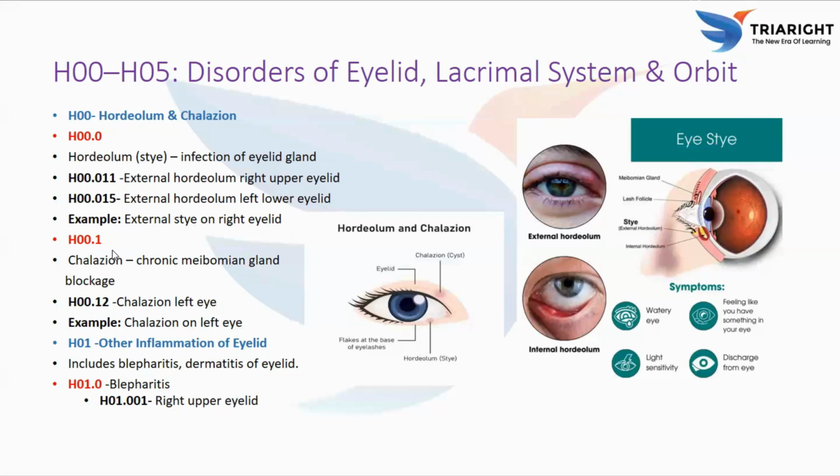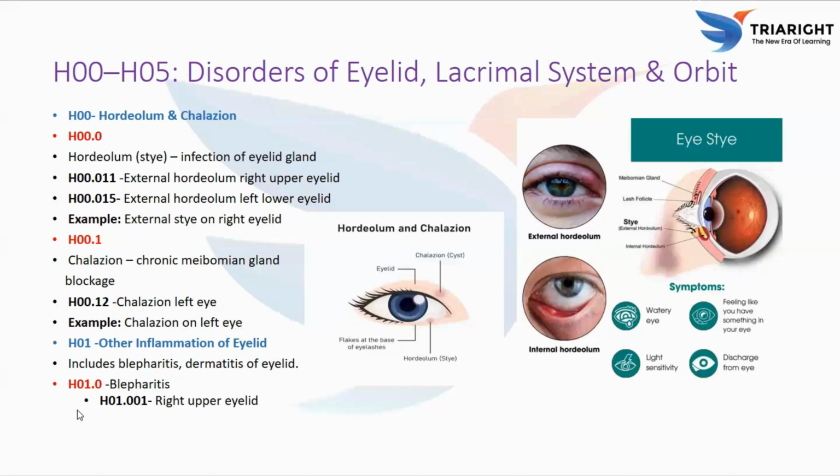So next is chalazion. The H00.1 code is assigned for chalazion. Chalazion is a chronic inflammatory blockage of the meibomian gland, leading to a firm, painless lump, with slow development, and often follows an untreated hordeolum. This chalazion is not caused by infection but by gland obstruction. So for example, when it is given as chalazion on the left eye, what do you have to code? H00.12 code.